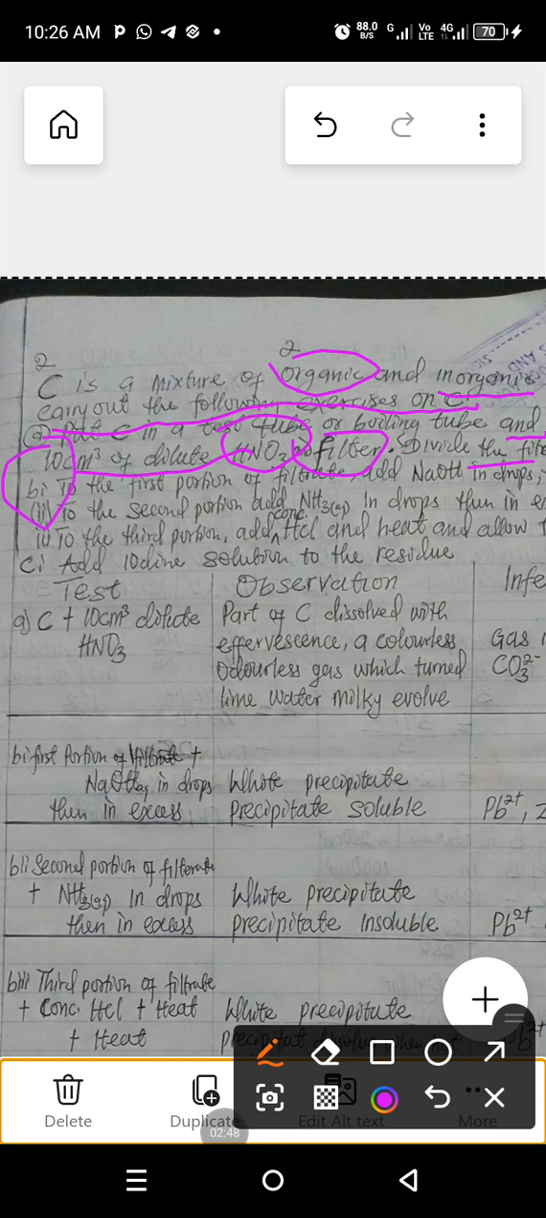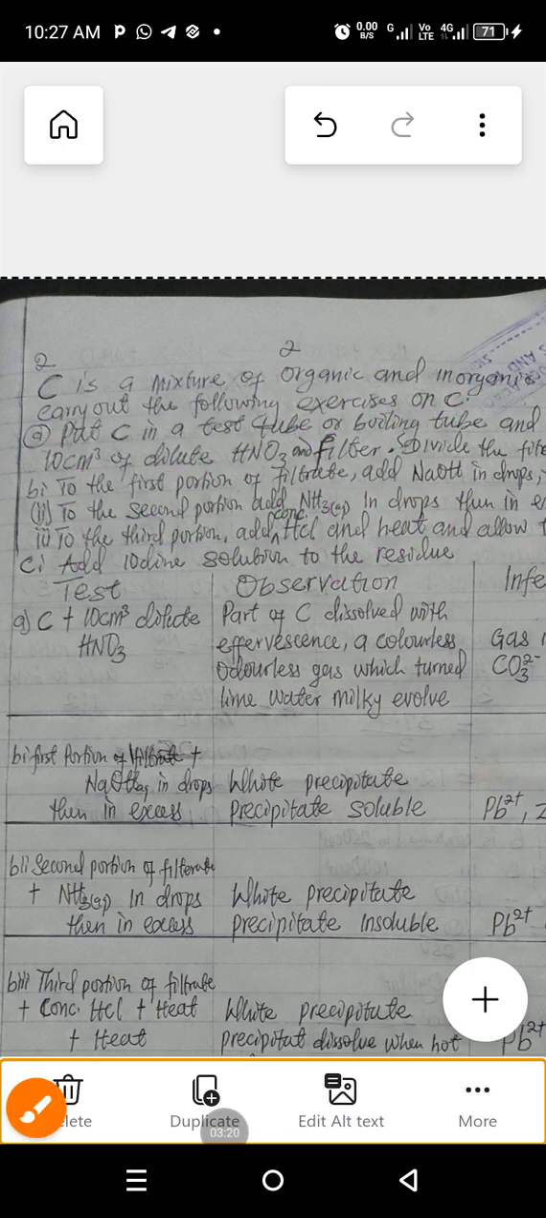Then B(i) says, to the first portion, add sodium hydroxide in drops, then in excess. To the second portion, add aqueous ammonia in drops, then in excess. To the third portion, add dilute HCl and then heat, then allow to cool. Then the final one, C: to the residue, add iodine. Believe me, this is how it's going to appear.